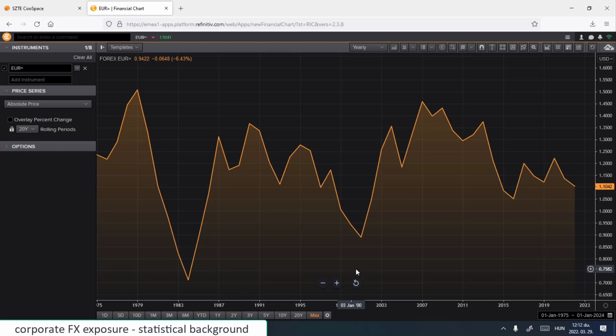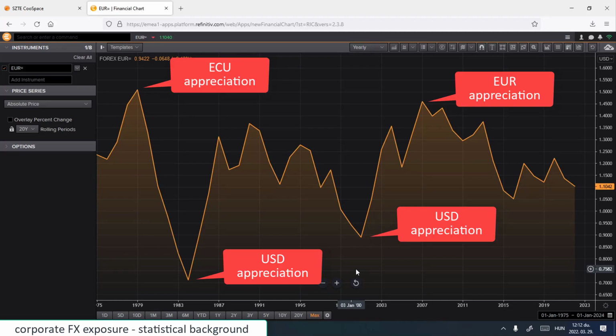then we can see that sometimes it goes up, sometimes the US dollar appreciates a lot, like here in the 80s and also in 2000 and maybe in 2015. So once in a decade the US dollar has an appreciating phase, otherwise mostly the euro, or obviously before this time period it was the ECU, which was stronger, at least in value on the exchanges. So we can see dramatic fluctuations.